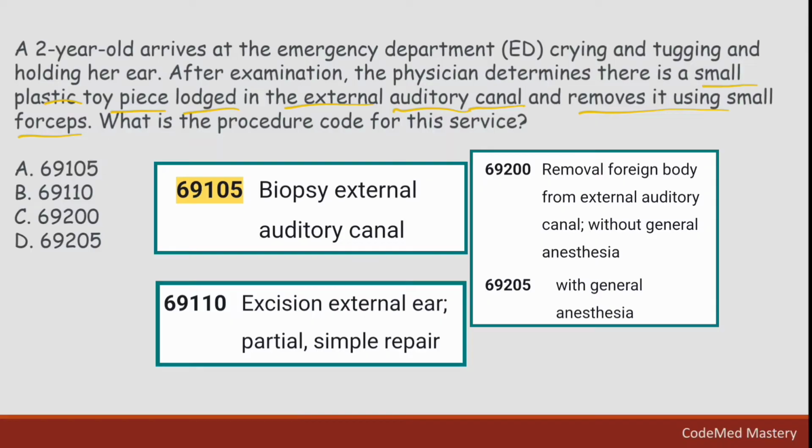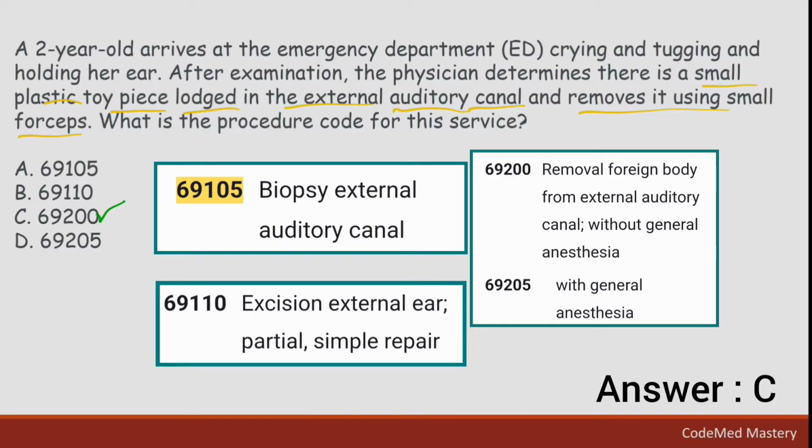The right code is 69200, that is for removal foreign body from external auditory canal. You can see in the scenario there is removal of plastic toy piece, that is a foreign body, from the external auditory canal, okay? And the code 69200 is for without general anesthesia. You can check in the scenario they have not mentioned general anesthesia. So we are using the code 69200. The right answer is option C.